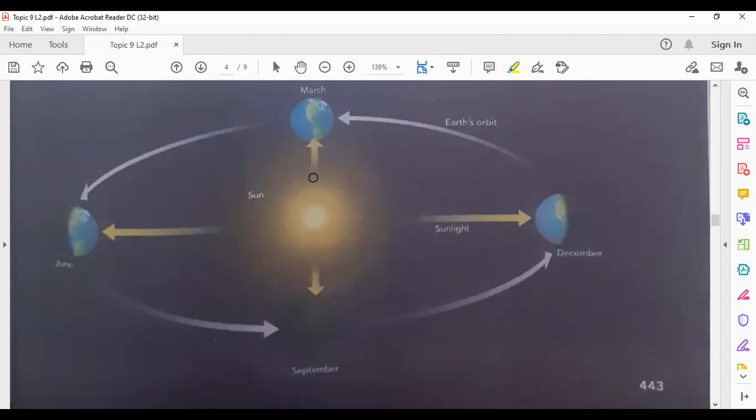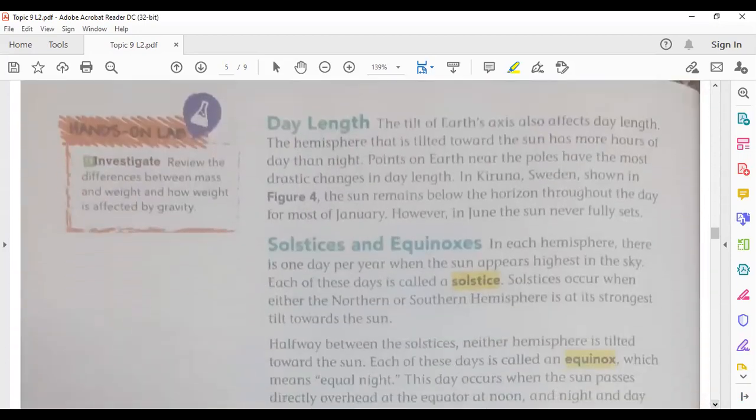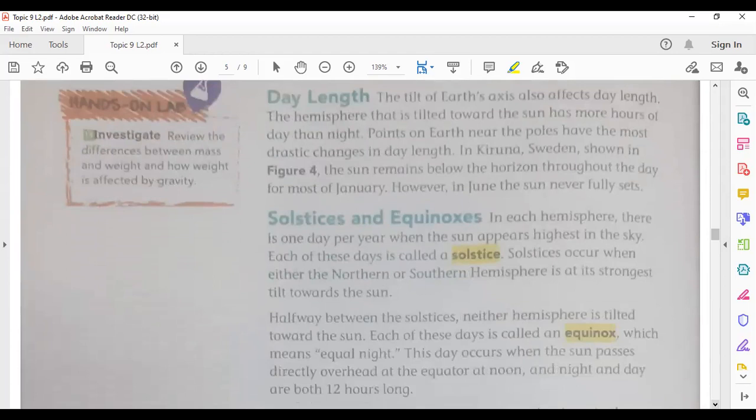And here, in March and September, neither the northern hemisphere nor the southern hemisphere is tilted toward or faces the sun. So here we have moderate temperatures. Fine. These are, please focus on them, solstices and equinoxes.